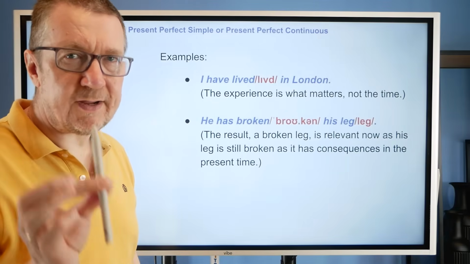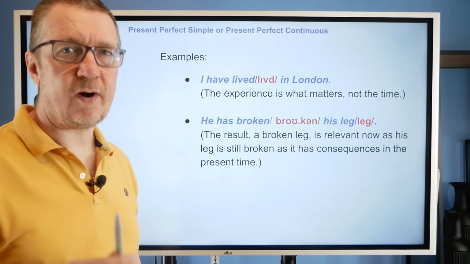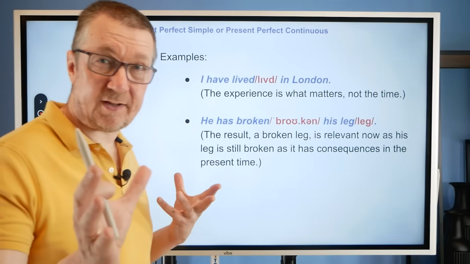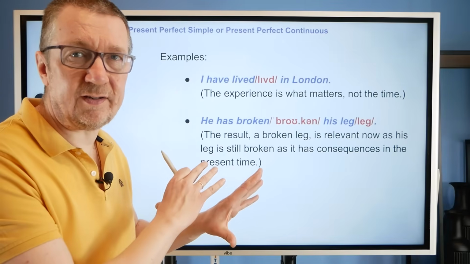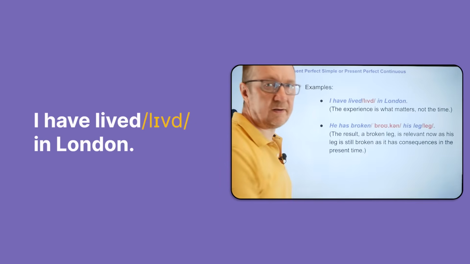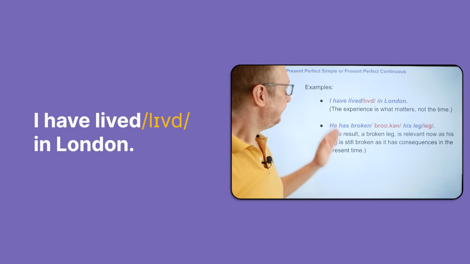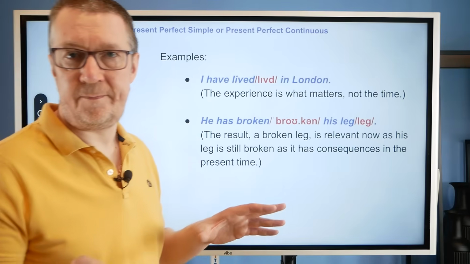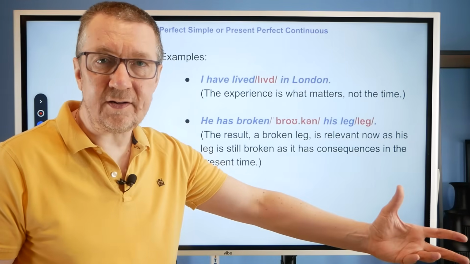So let's have a look. I want to make sure that you're really clear on this and why we use it and why it's used in the way that it is. Because although we explained it, let's have a look at another example. So I have lived in London. I have lived in London. And what's important is the experience, not when. It doesn't matter when I have lived in London.